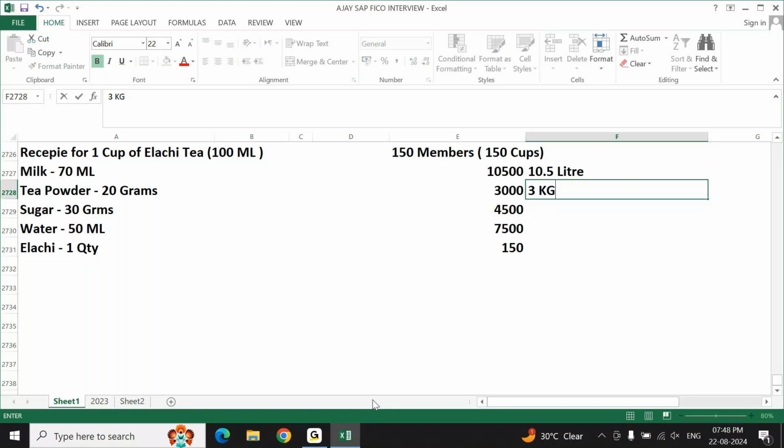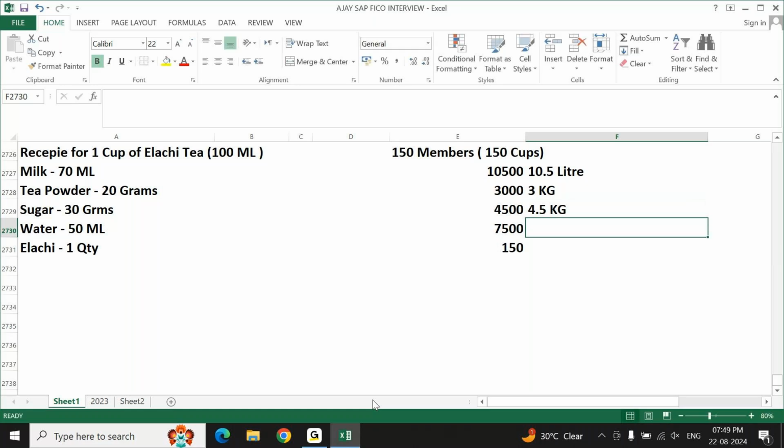Now sugar is 4500. How do you measure sugar? In kgs. Divided by how much? 1000. How many kg of sugar do I require? 4.5 kg sugar. Water, in liters. 7500 divided by per liter how many ml? 1000. So this is 7.5 liter water I require.